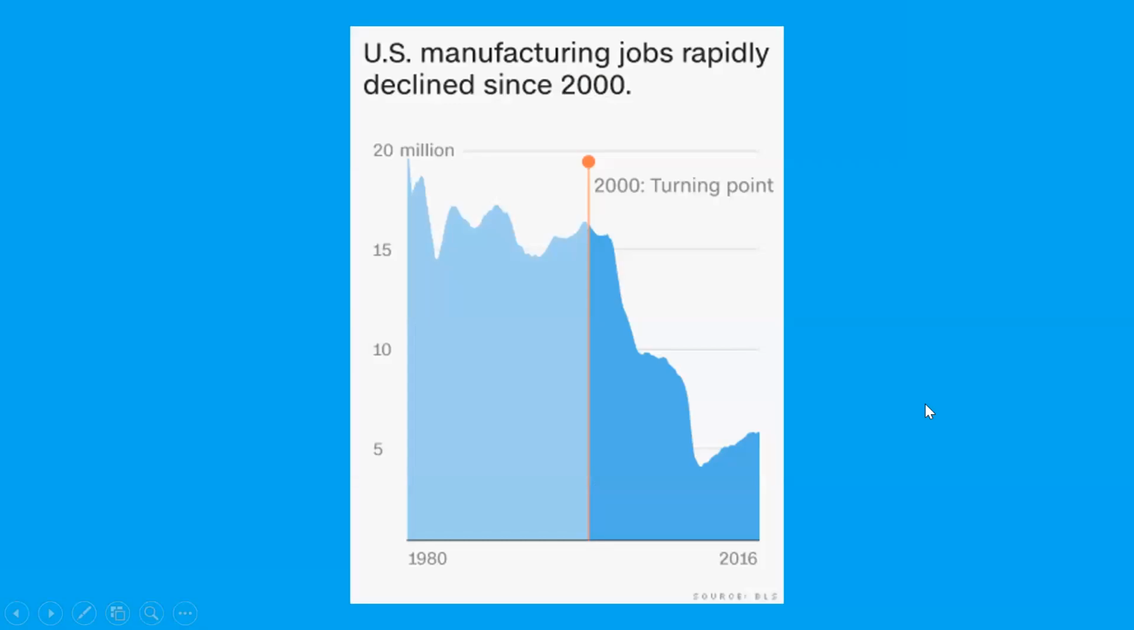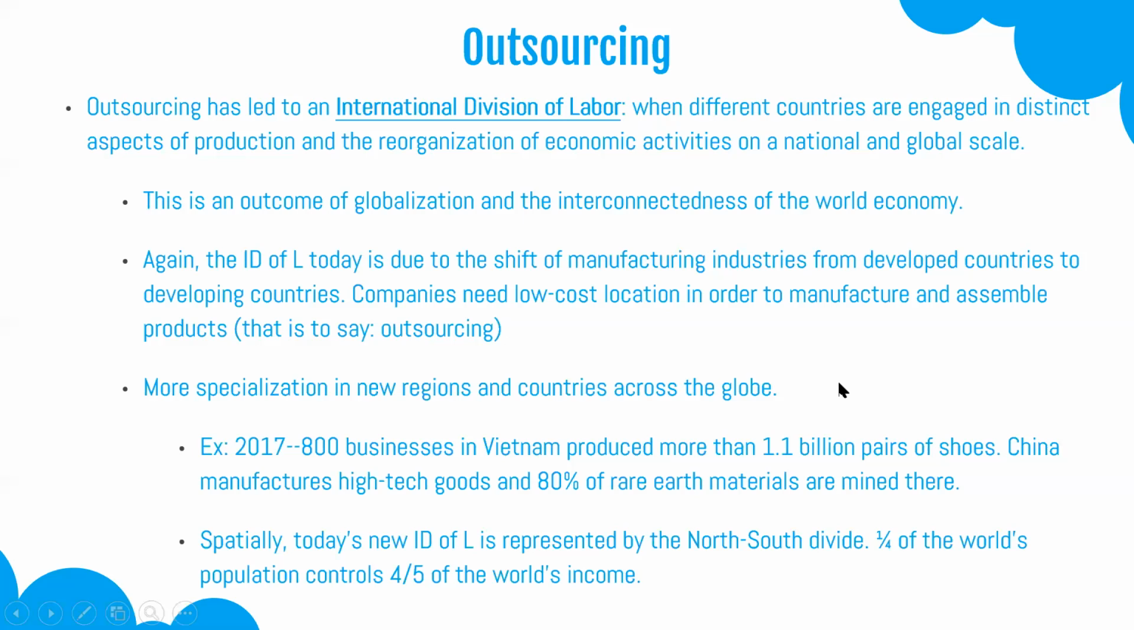So anyways, here's just a simple graph here, looking at U.S. manufacturing jobs declining rapidly, ever since 2000. Okay, kind of seeing a rise here, all right, and that's mainly because of former President Donald Trump and his economic policies. Okay. So anyways, outsourcing has led to what we would call the international division of labor, right?